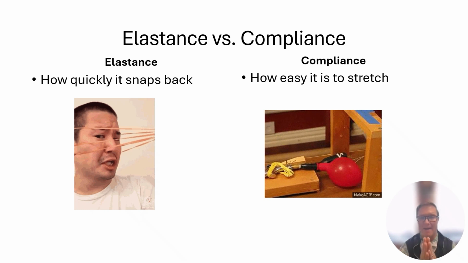So one is snap back, and that's elastance. How elastic is that? Just like a sweater having elastic with it, how fast and how quickly it snaps back. The quicker it snaps back, the more elastic it is. The less it snaps back, the less elastic it is. Compliance is the opposite. They're in an inverse relationship.